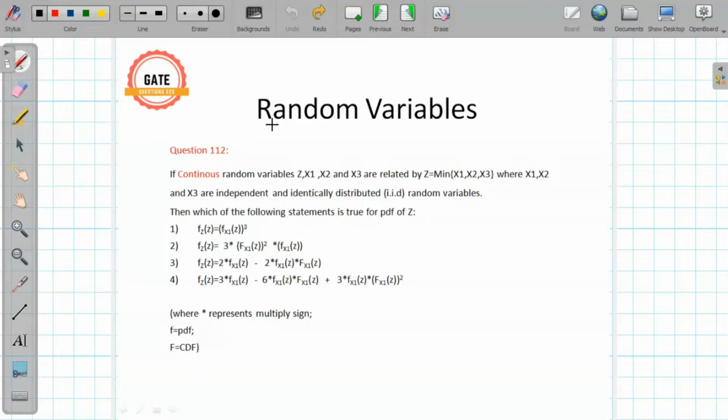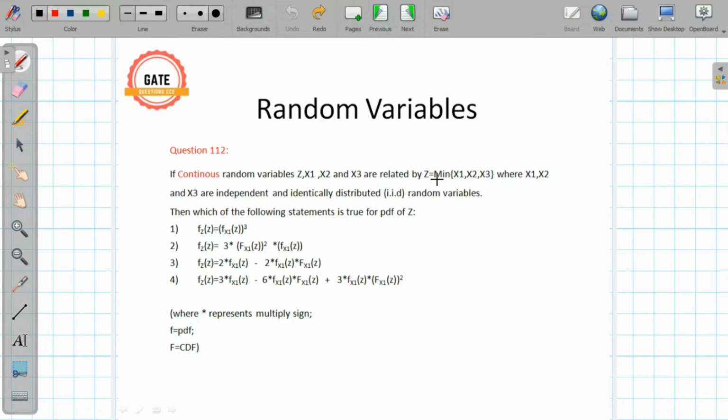So I am back with the next question in this series on random variables, and the question code is 112. If continuous random variables z, x1, x2 and x3 are related by z equal to minimum of x1, x2, x3, where x1, x2, x3 are independent and identically distributed (i.i.d.) random variables, then which of the following is true for the PDF of z? So we will have to find out which of these four statements is true.